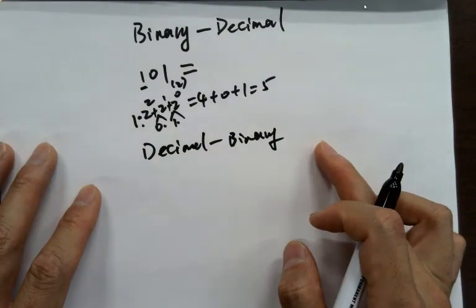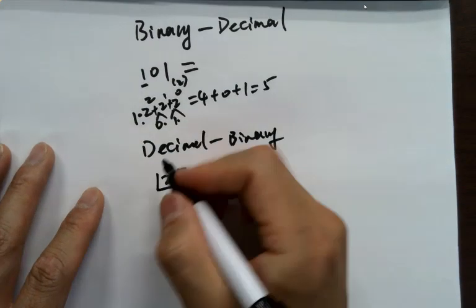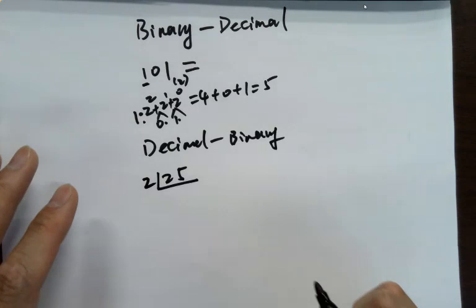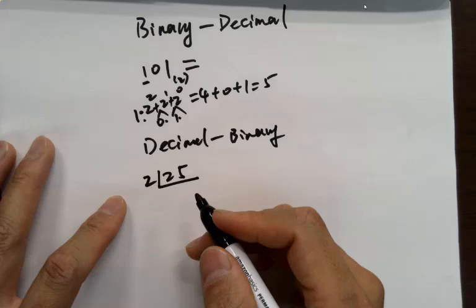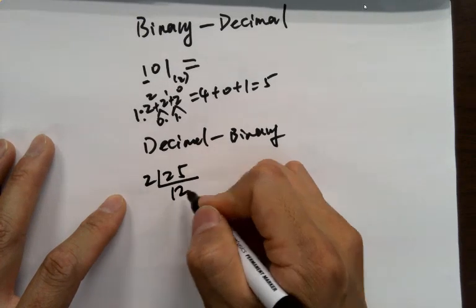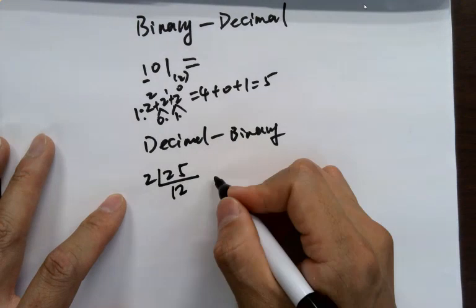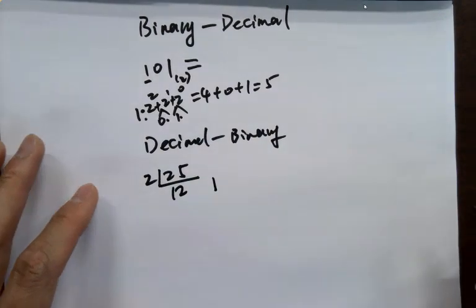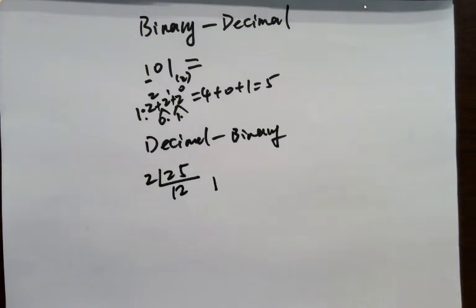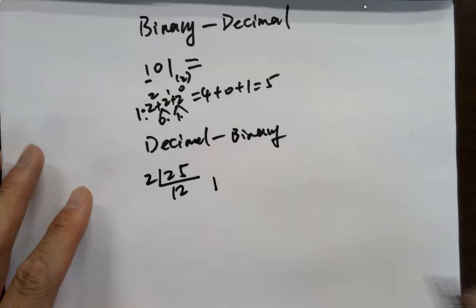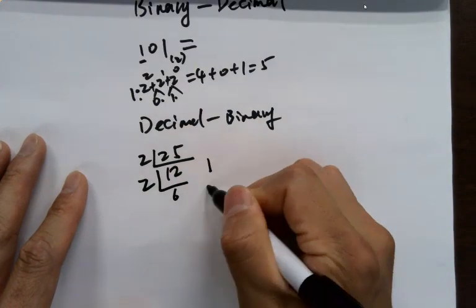And if you convert decimal to binary, you are dividing the number by 2. For example, 25. Divide by 2. The first time you get 12, since it's digital, you don't have 0.5. So you get 12 with a remainder of 1, because 25 minus 24 is 1. Divide by 2 again, you get 6 and no remainder.